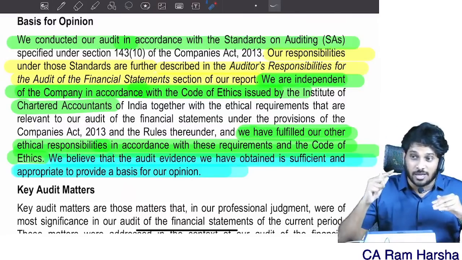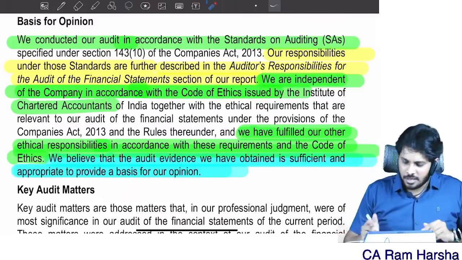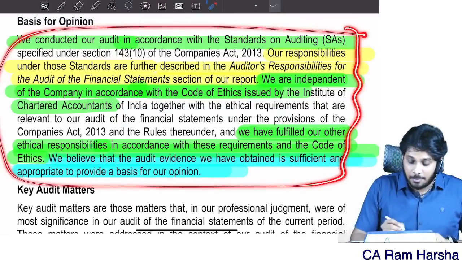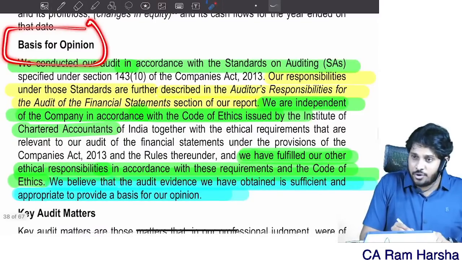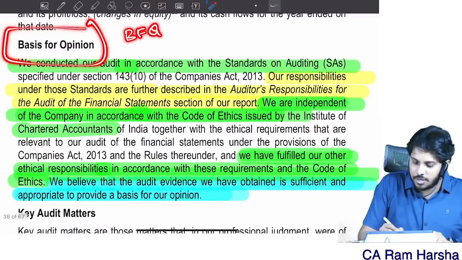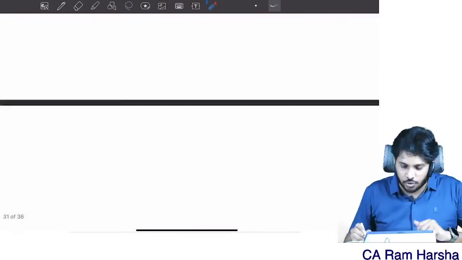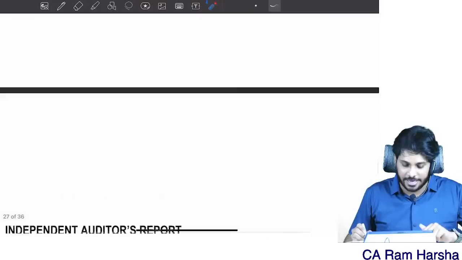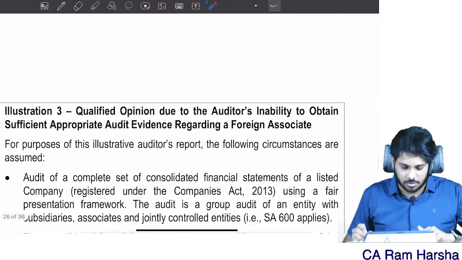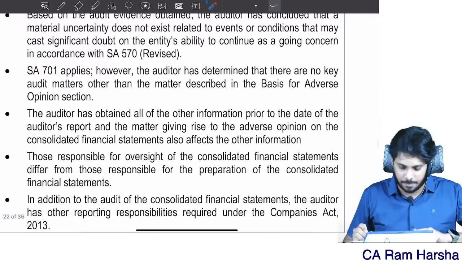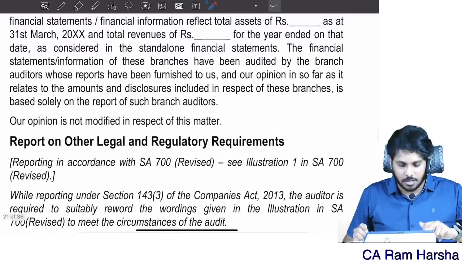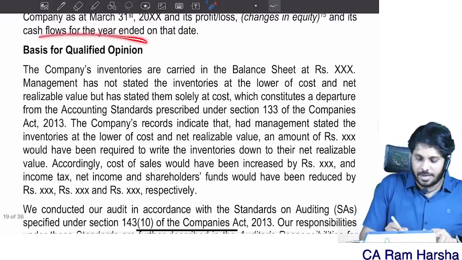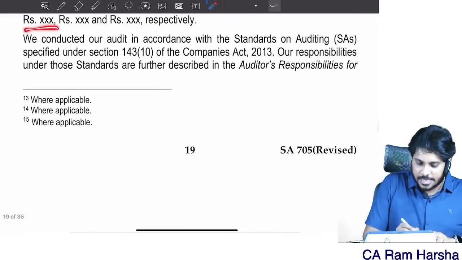Now, suppose you give a qualified opinion. This point as it is will come. But whenever you give a qualified opinion, the side heading will be what? Basis for qualified opinion. So I will show you. Suppose I gave a qualified opinion, for example, an illustration. You see the basis for opinion para? Basis for qualified opinion. The same para is continued, right?